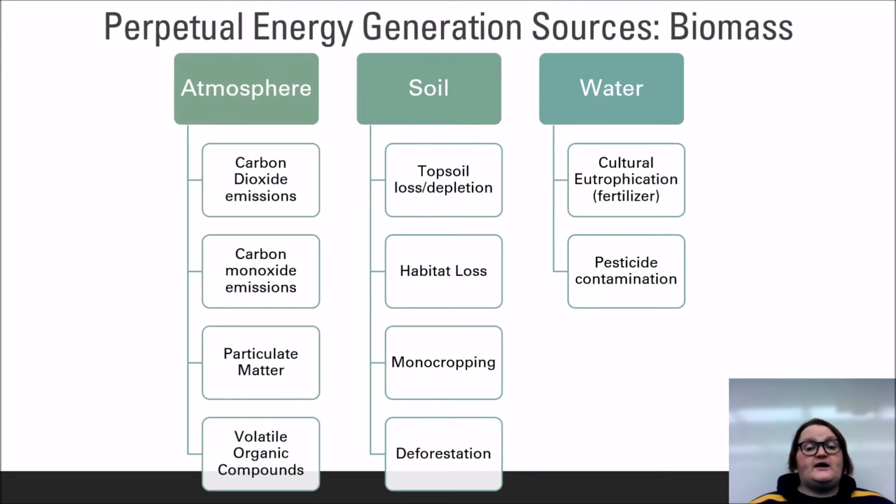The focus on biomass as a fuel source can also lead to the use of agricultural practices that negatively impact surrounding ecosystems. Monocropping and excessive timber harvesting can lead to topsoil loss, nutrient depletion, deforestation, and habitat loss. And while there are no direct water impacts for burning biomass, the use of fertilizers and pesticides for growing them on an industrial scale can have impacts such as cultural eutrophication.